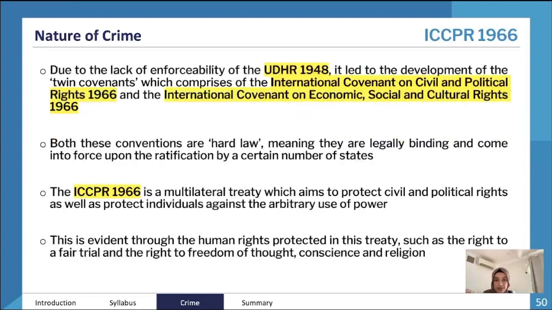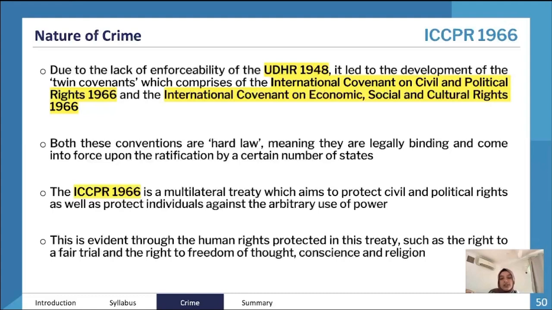Due to the lack of enforceability of the UDHR, it has led to the development of twin covenants, which I have been referring to time and time again throughout this lecture, the ICESCR and the ICCPR. They are both hard law. They are both enforceable within this country, meaning that they are legally binding and they come into force upon the ratification by a certain number of states.